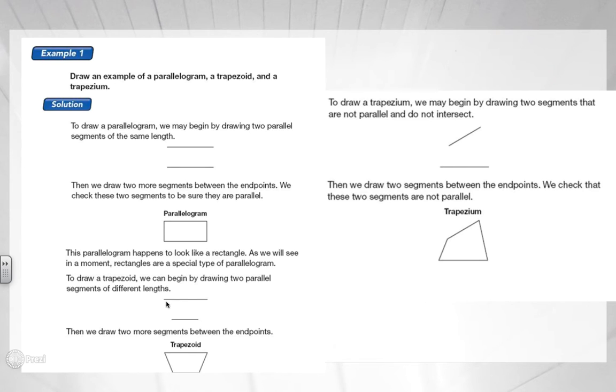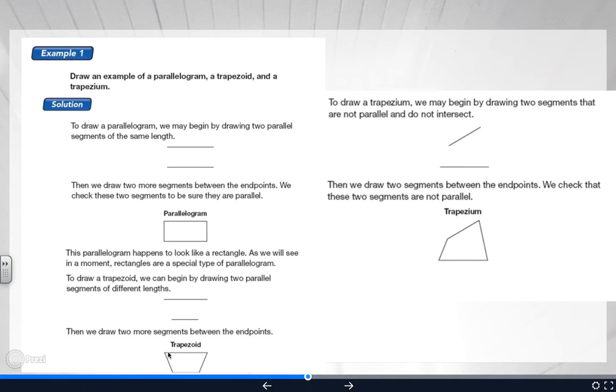Now to draw a trapezoid, we begin by drawing two parallel lines of different lengths, and then we connect them at the endpoints. We see that when we do that, we have one set of parallel lines and one set that's not parallel. To draw a trapezium, you draw two segments that are not parallel and don't intersect, so you don't want them to touch each other. Then you attach the endpoints, and now you have a trapezium.